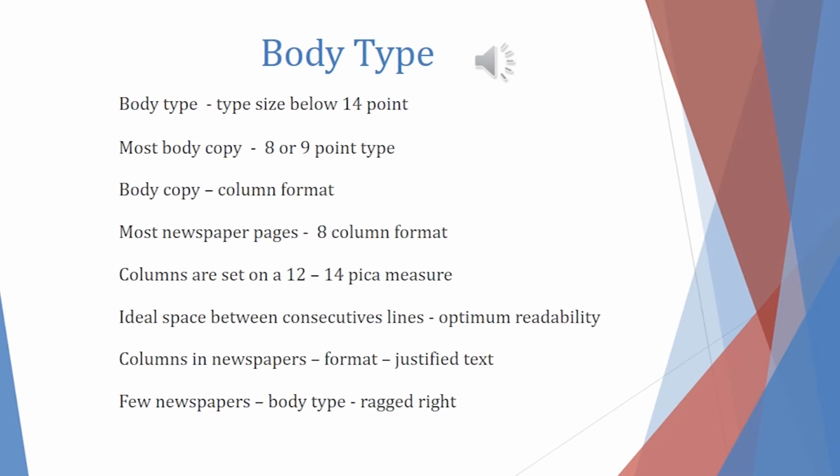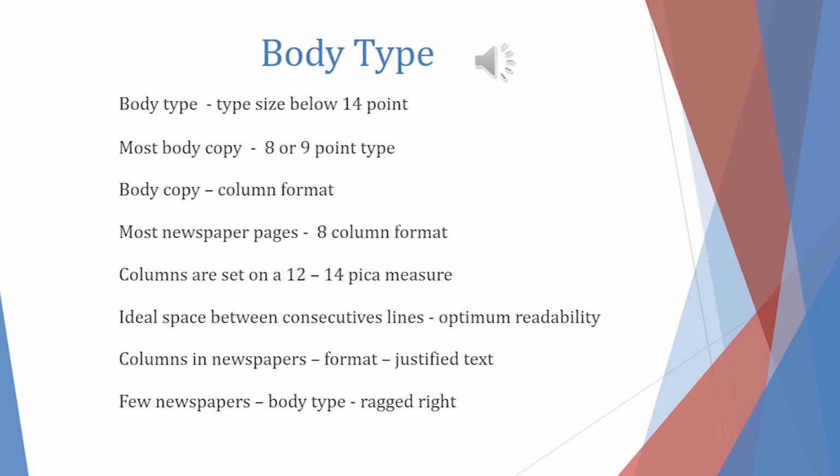This facilitates optimum readability. A too tight and a too loose letter and word spacing makes reading difficult. The columns in newspapers are formatted as justified text. It means that their body type is set both flush right and flush left. This gives an organized and crisp look to the copy. However, few newspapers do set their body type ragged right. Some of the newspapers employ it for a story or two.